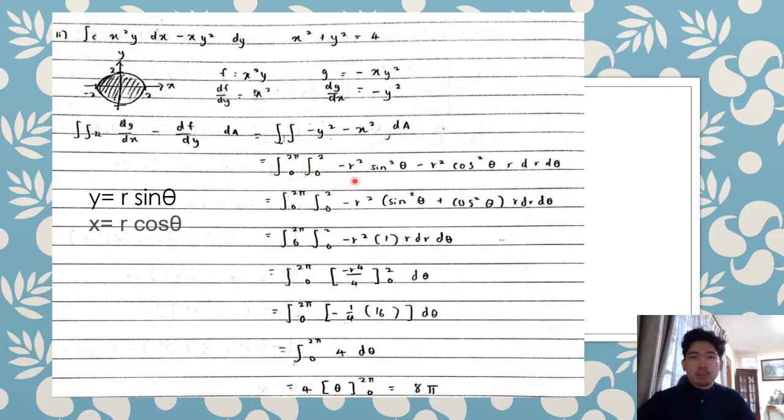Because of this question, we use r dr d theta. We need to convert y into r sin theta and x into r cos theta. After we convert, we substitute in this question and just integrate. For r dr, the limit is from 0 to 2, and for d theta, the limit is 0 to 2 pi. So we integrate normally, and we got the final answer, 8 pi.